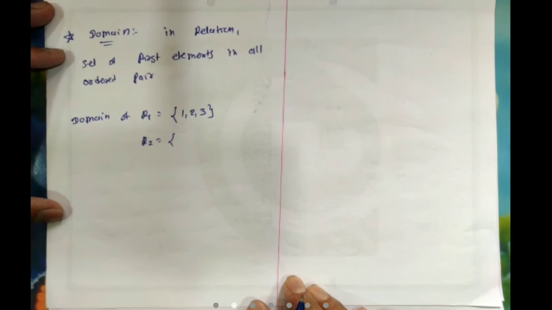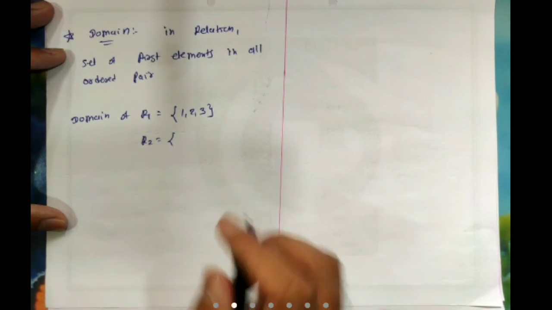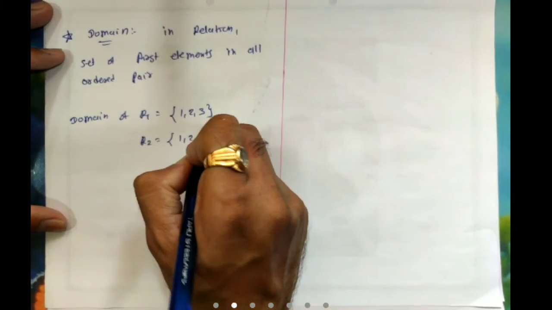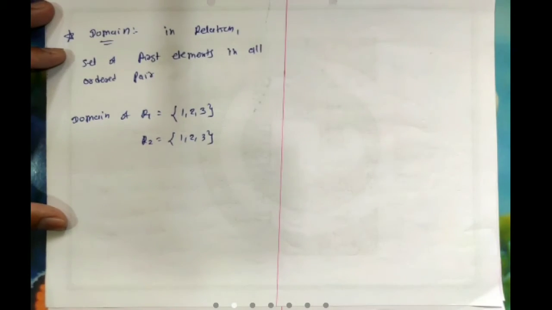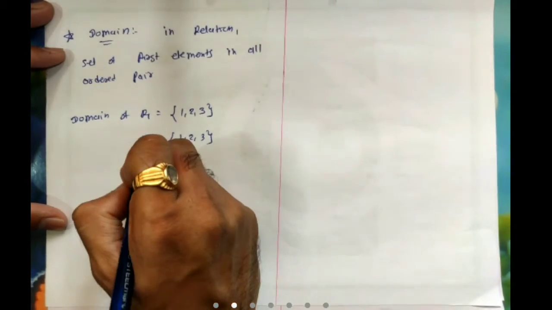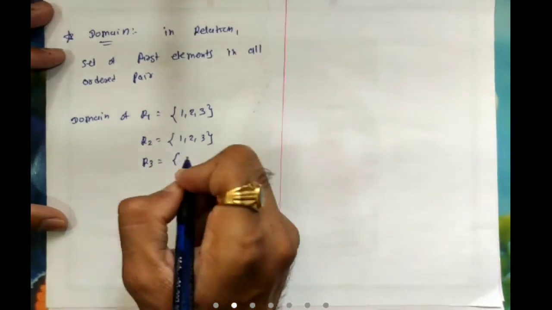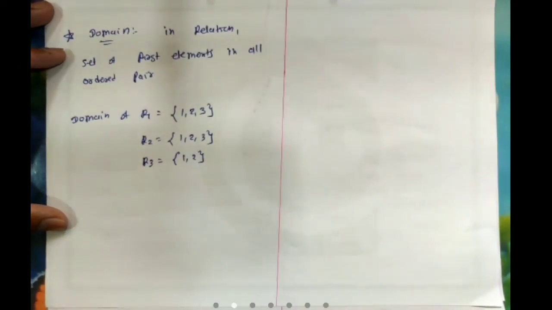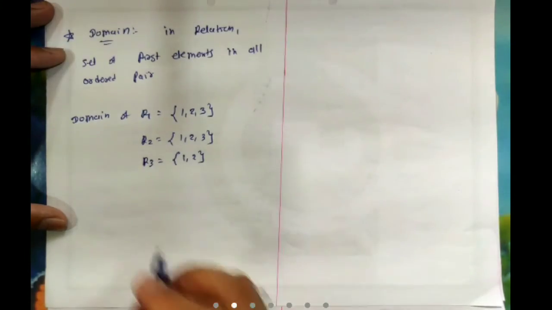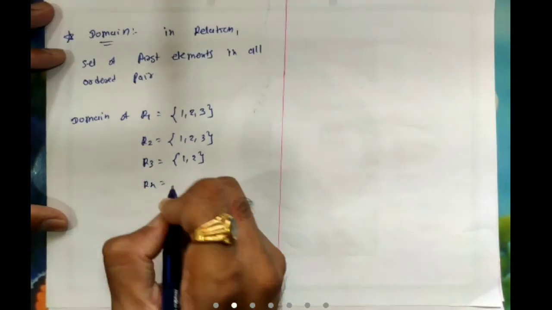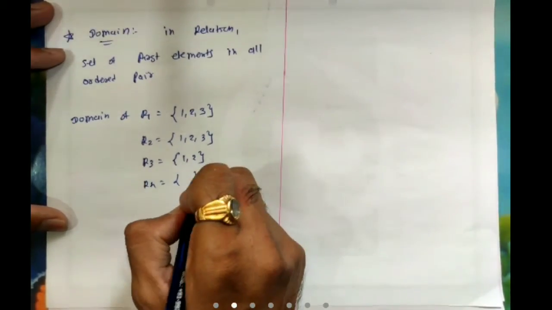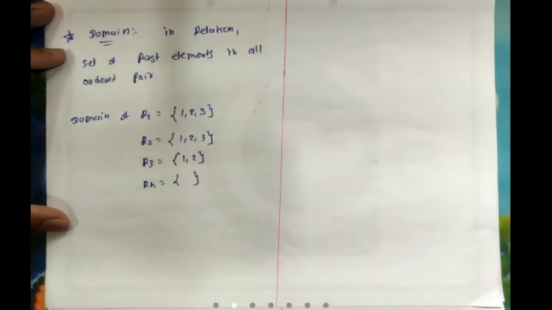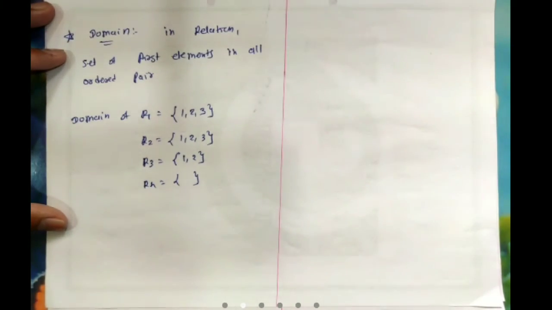Similarly, the domain of relation R2. Check your relation R2. The first elements of the ordered pairs are again 1, 2 and 3. For the domain of relation R3, in those ordered pairs the first elements are 1 and 2, so 1 and 2 are the domain of relation R3. Check your fourth relation R4, in which no first element is there. So the domain of relation R4 is the empty set. Clear? So this is known as the domain of a relation.